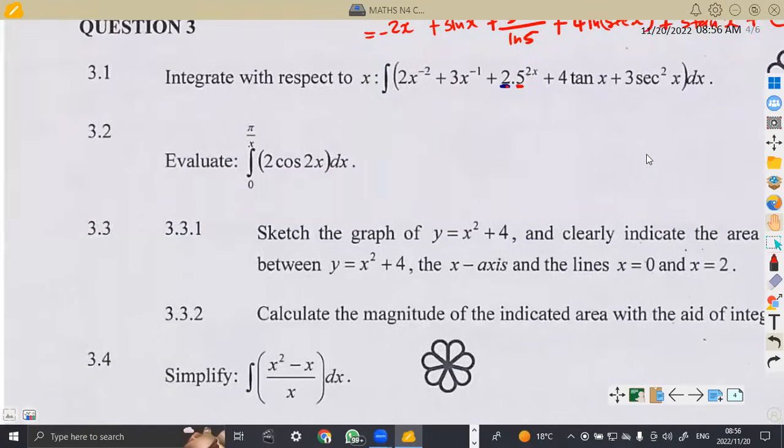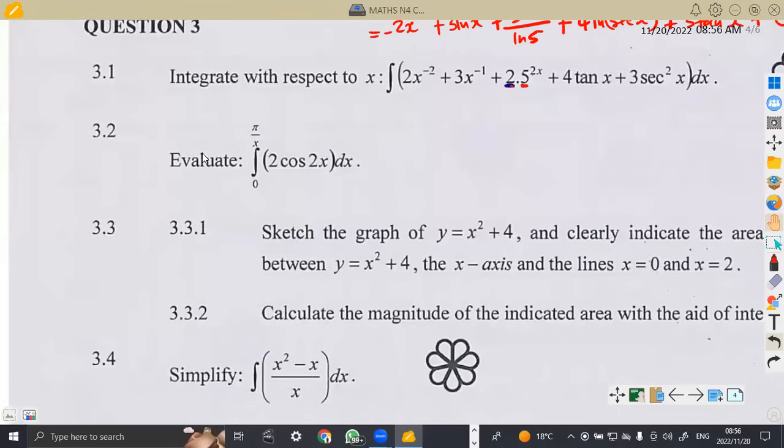Okay, 3.2, we've got the integral of, but this time we've got limits. So this is pi over x, which was actually a mistake there on that limit. I don't know, they wanted to have it as pi over 3 or pi over 5.